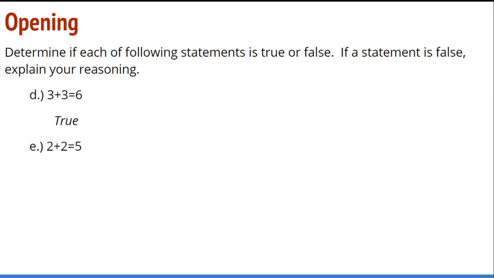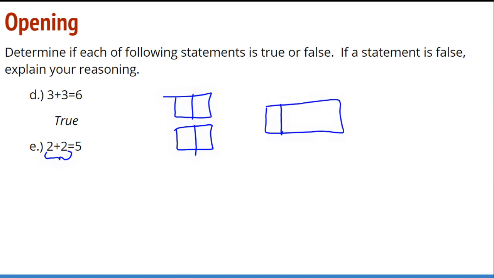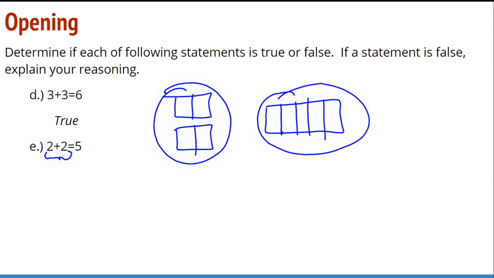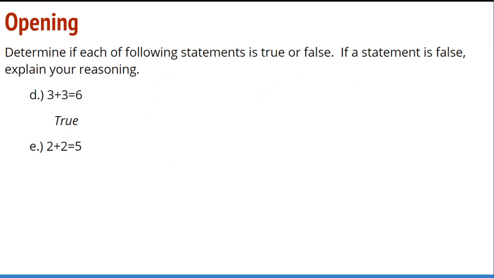2 plus 2 equals 5. So when I evaluate this 2 plus 2, I've got 2, and I've got 2, and over here I'm supposed to have 5. Over here I only have 4 units. Over here I have 5 units. This is a false statement. Now this statement could be altered to be true if I were to change one of those 2's to a 3. Now I have 2 plus 3, and I have 5. So as written, 2 plus 2 does not equal 5.